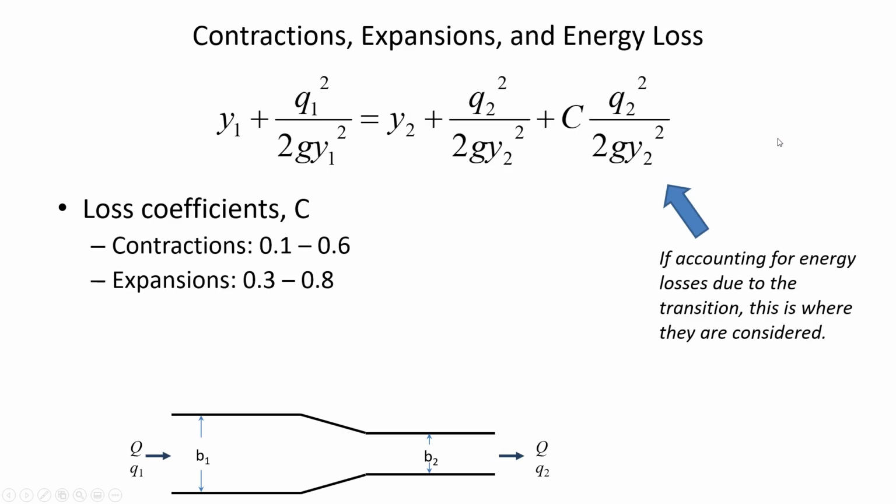Now, when channels contract and expand, there's oftentimes going to be a loss coefficient that accounts for some of the energy that's gained or lost through that expansion. A typical contraction coefficient would be from 0.1 to 0.6. Expansions lose a little bit more energy, so from 0.3 to 0.8. But it's just that the available energy at location 2 is less than it otherwise would be if we weren't having that loss. And so the loss is added to the right-hand side of the equation.